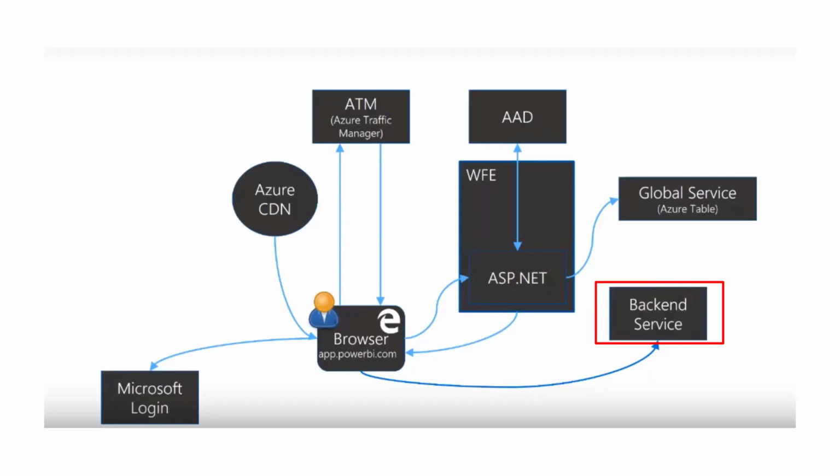Let's say a person is logged in from India, but the tenant is created in the US, and the data center is in the US. Then the backend service for that tenant will respond. So this is how security works overall in Power BI.